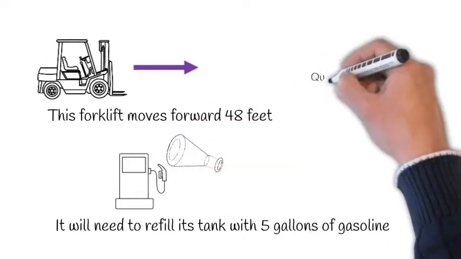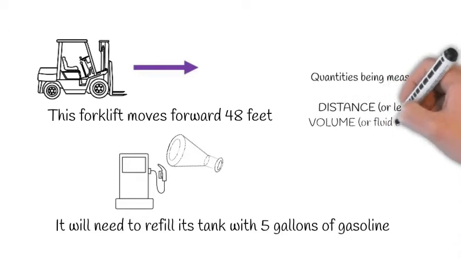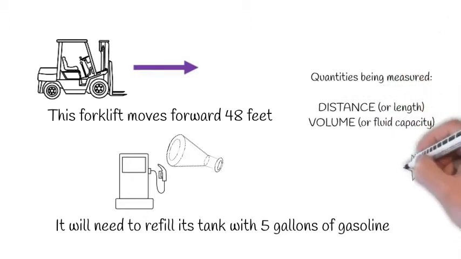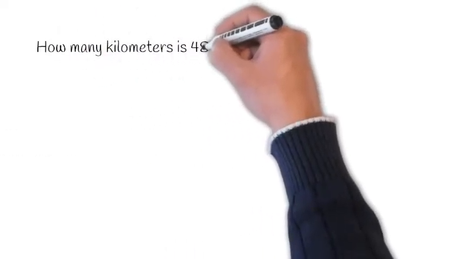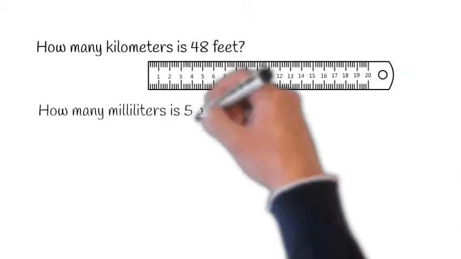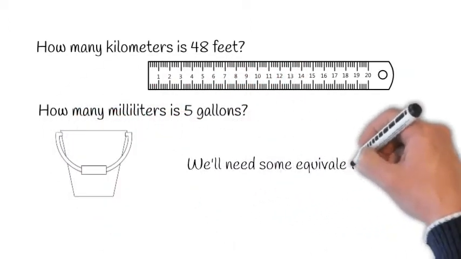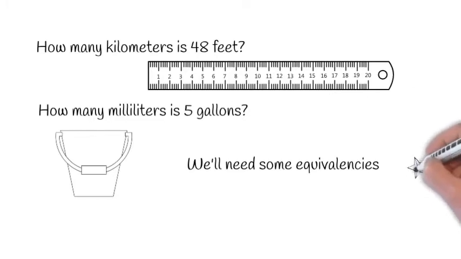But feet and gallons are actually not common units for science use, and they're certainly not the only units that we could use to measure these two different quantities. So let's imagine we needed to know how many kilometers 48 feet was. And let's imagine we wanted to convert our 5 gallons into milliliters. We've got to get the equivalencies.